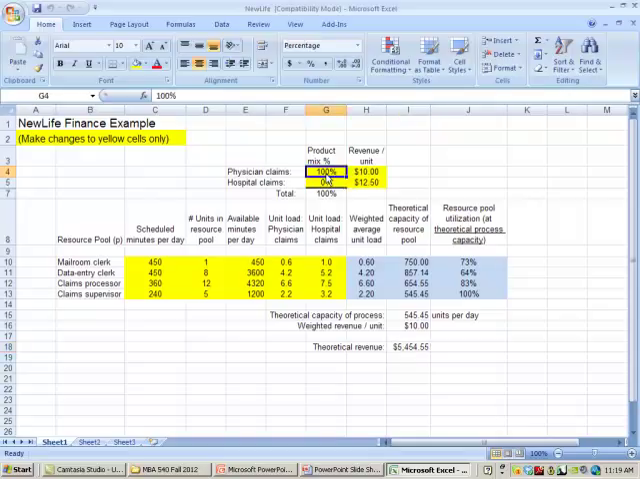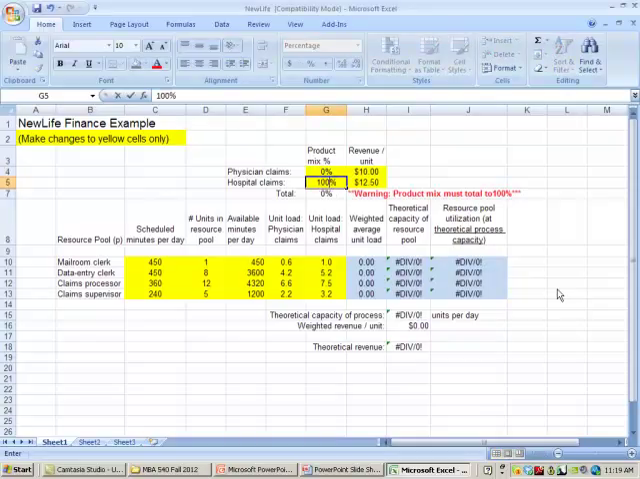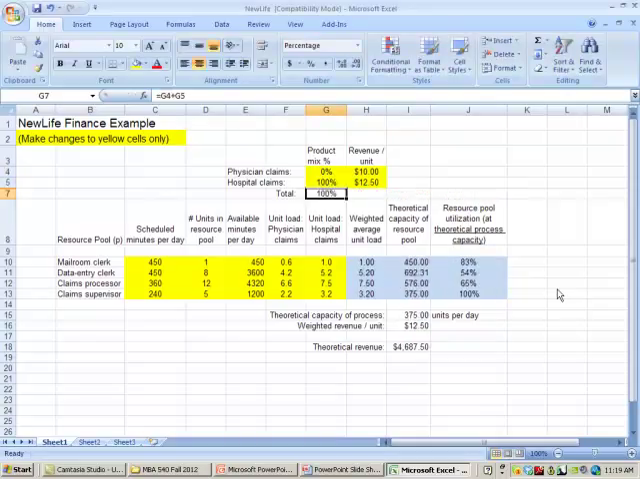Okay, what happens if we switch the product mix? So now we're 100% hospital claims. Well, what happens? Bottom line, theoretical revenue drops down. Why is that the case?